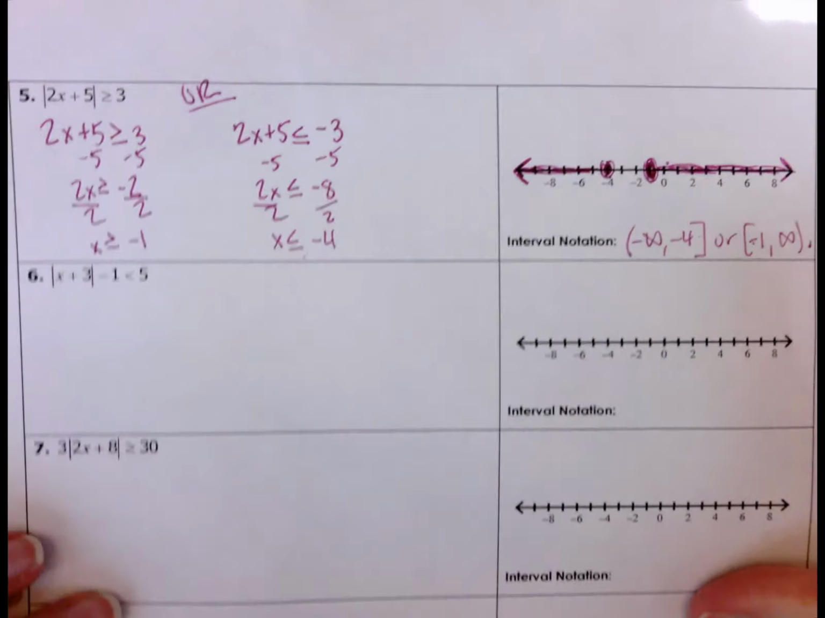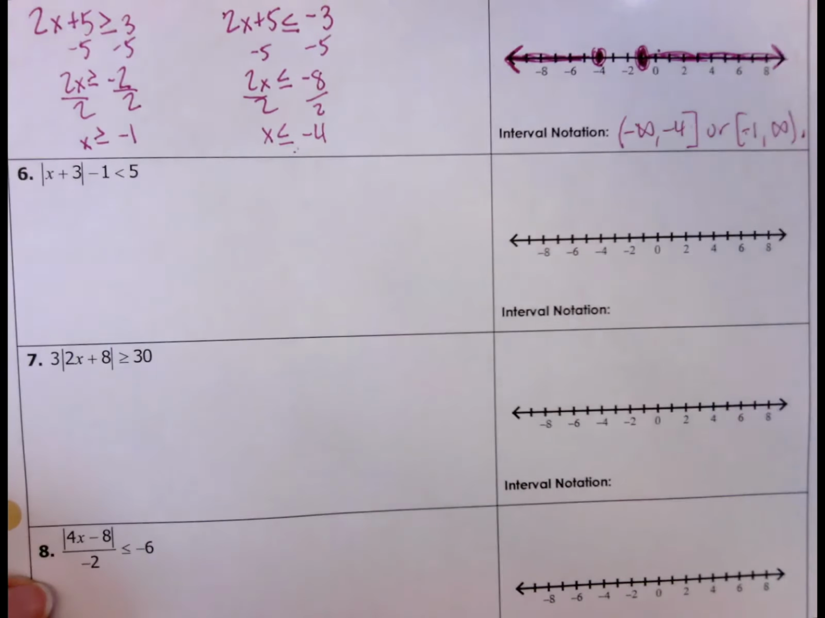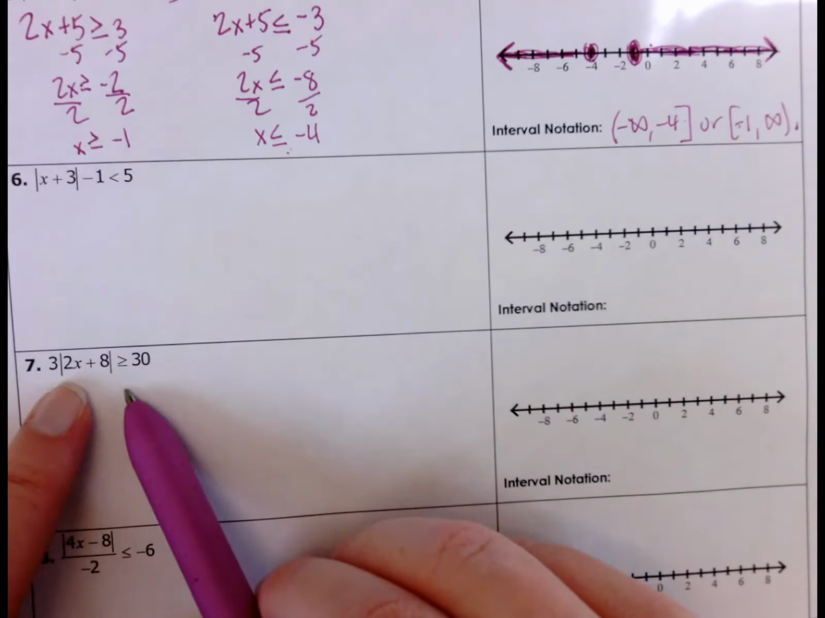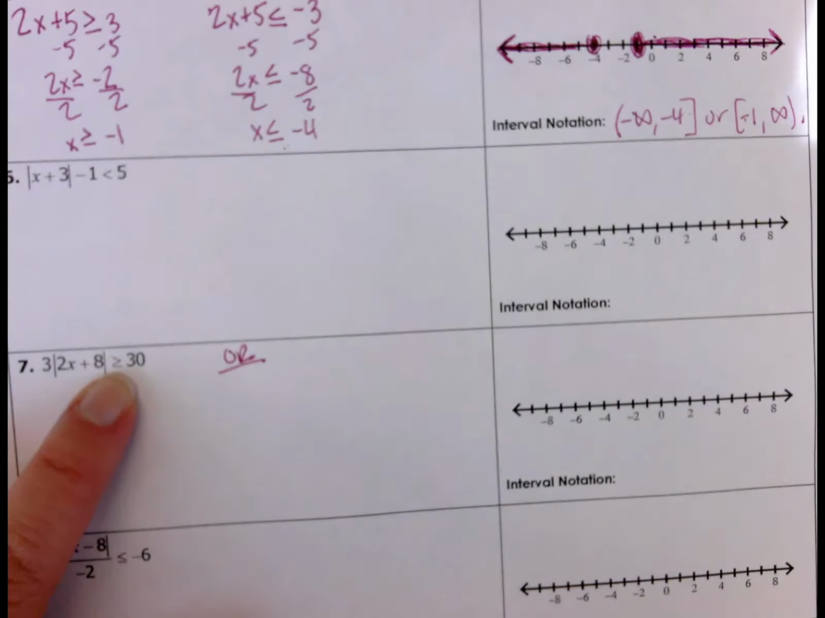All right, so let's do another example. This one is going to require us to do step 1. So, first off, let's decide if it's an and or an or. On number 7, it's greater than. So this is an or.